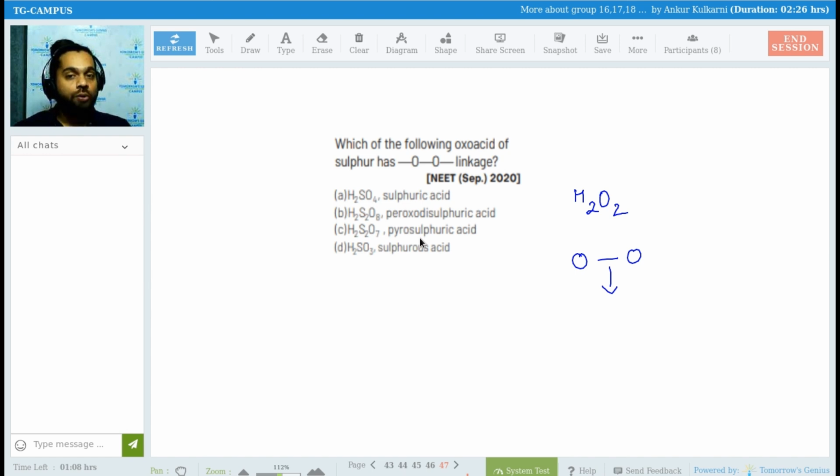So look at the name. Only one name has peroxide. We have peroxo. That is exactly what they have asked, the peroxide linkage. If the name was not given, it would have been difficult. But they have given you the name also.